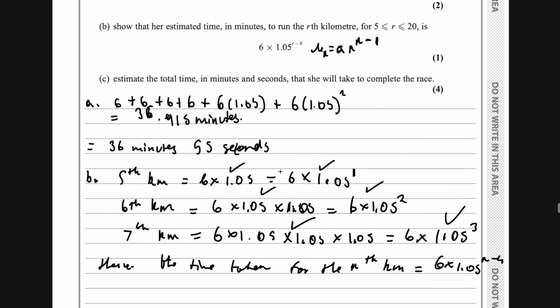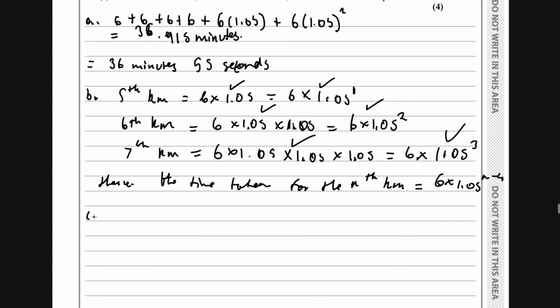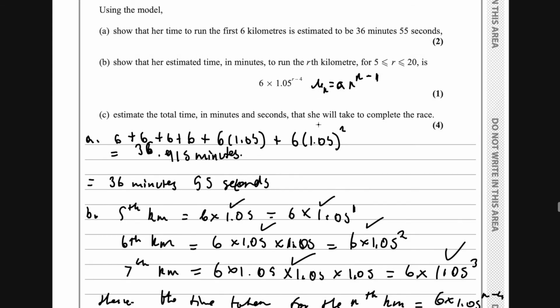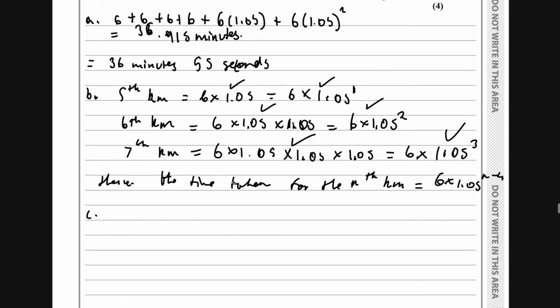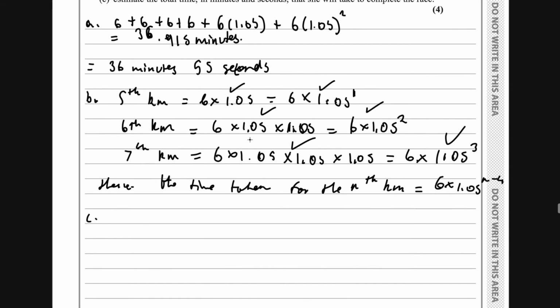Okay, and now for part C, what we're asked to do is attempt to find out the total time in minutes and seconds that it will take to complete the race, and just bringing it back to focus, the race in itself is 20 kilometres long. Now, to complete this, what we're going to be using is the series formula. So we're going to be adding these here, and these are terms, or kilometres, in which the geometric sequence hasn't applied.